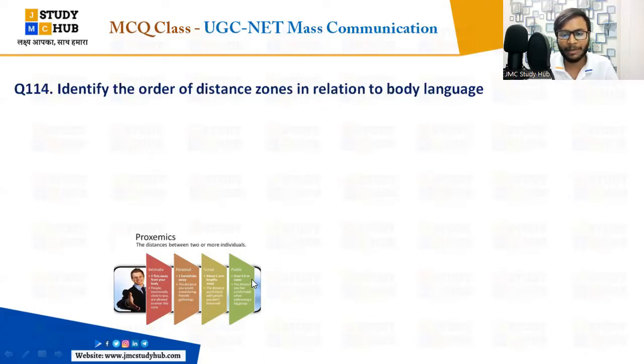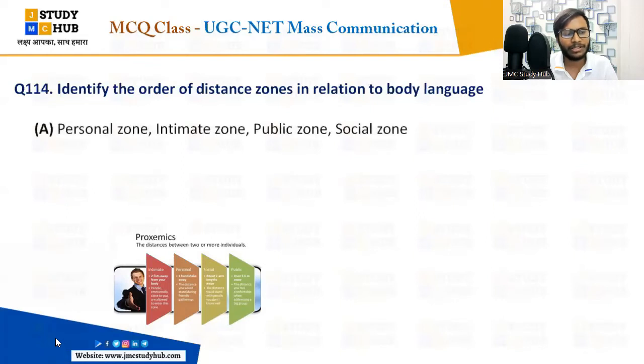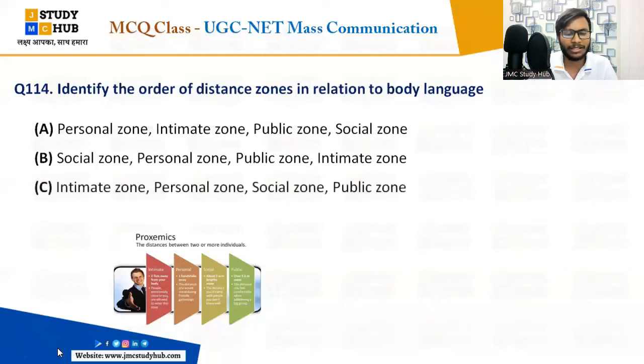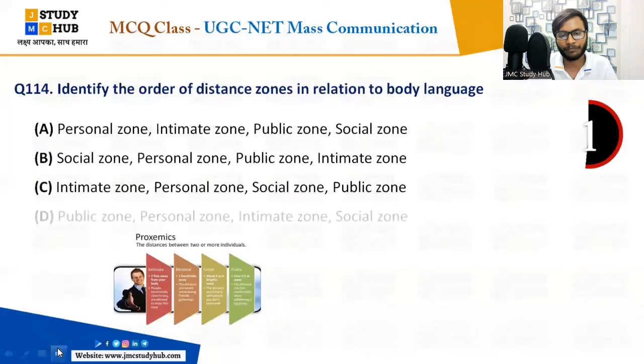Here it is, yes: intimate, personal, social and public. Very good. This is about the distance. So here are the options given to you: personal zone, intimate zone, public zone, social zone. You have to identify the order of the distance zones in relation to body language. Please jaldi se batayenge. B options, C options, and the last, D. Time starts now.